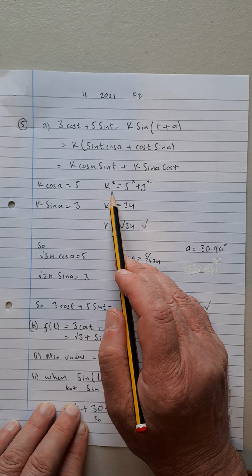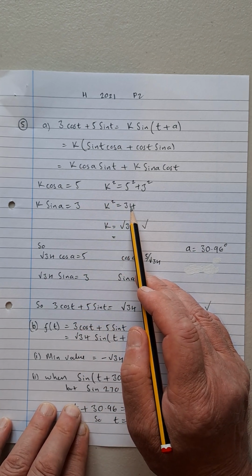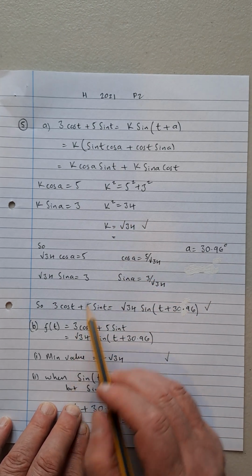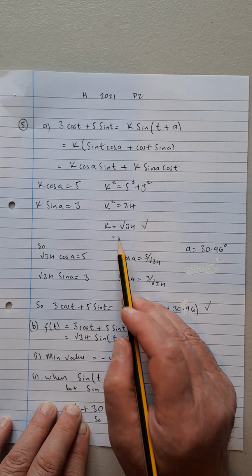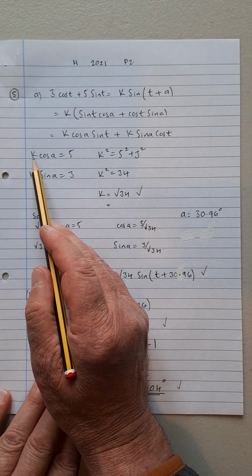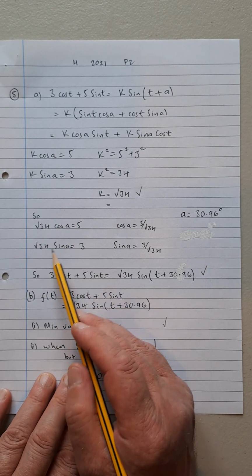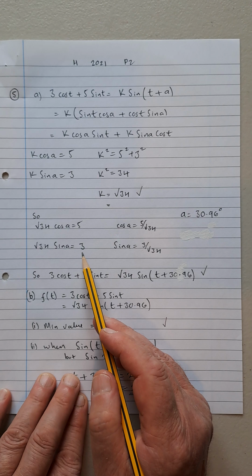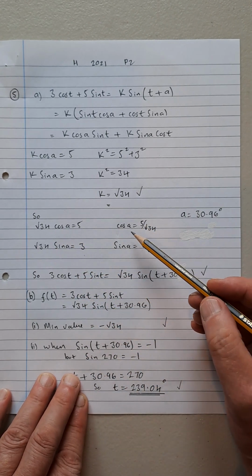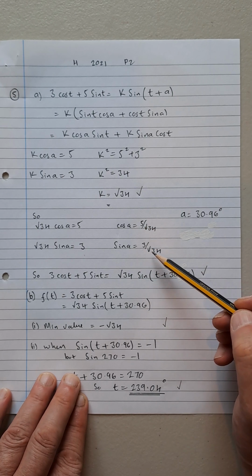So hopefully you realise that k squared is going to be 5 squared plus 3 squared. Again, just use your calculator. Gives you 34. k squared is 34. So k is the root of 34, which can't be simplified. So substituting k for root 34, we have root 34 cos a is 5 and root 34 sin a is 3. So just moving the root 34 down below the 5 and the 3, we have cos a is 5 over root 34 and sin a is 3 over root 34.